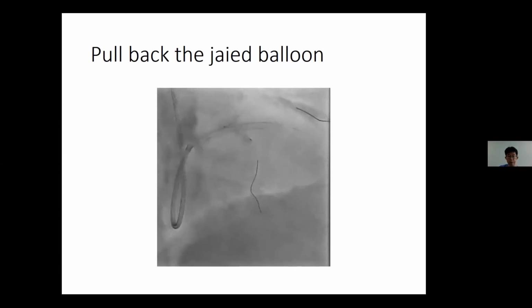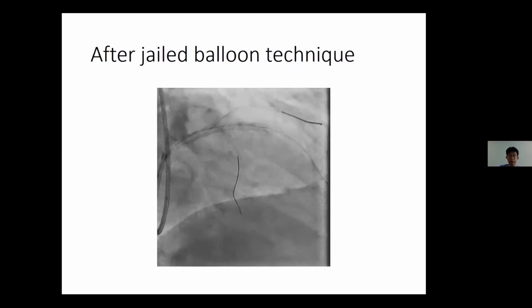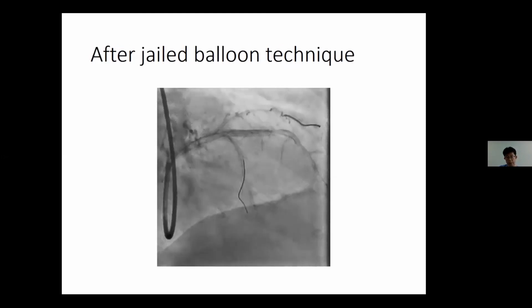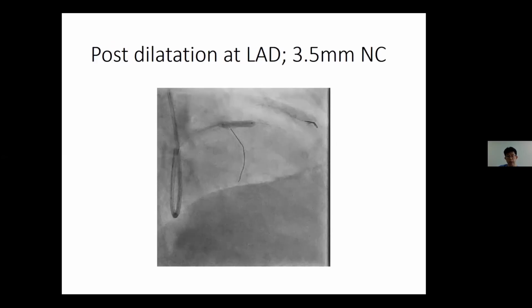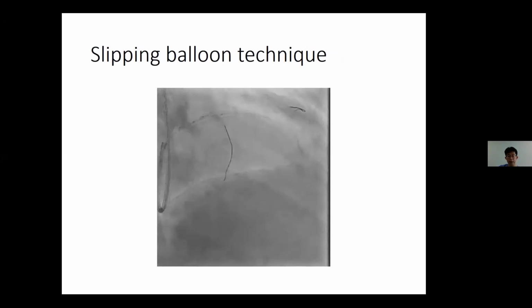So guide position is very important because of counteraction during the balloon pulling out here. And after the balloon technique here, the septal branch did not disappear. So wire recross to the septal branch was very easy. And post dilatation of the LAD with a 3.5 millimeter balloon. And we tried to deliver the 2.0 balloon to the septal branch again. However, it was very difficult. In such a situation, the slipping balloon technique is very useful.